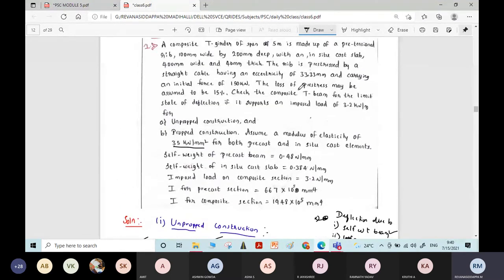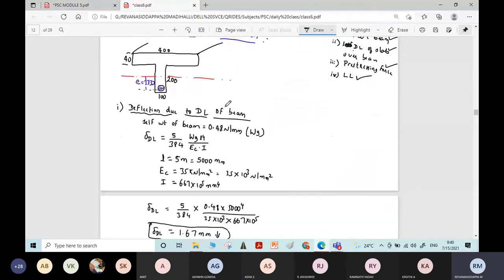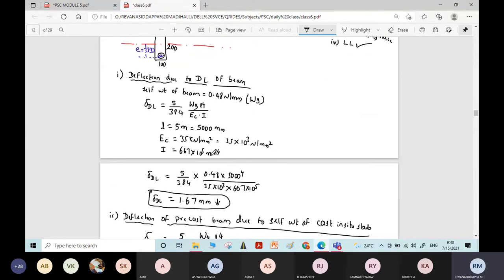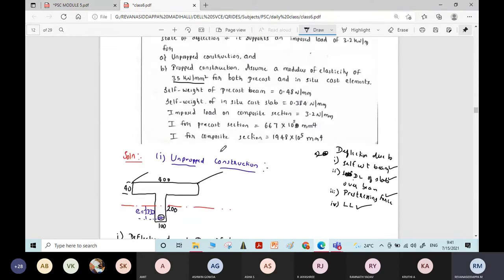We are solving this same problem, but the Young's modulus values are different. For unpropped construction, we calculated the deflection due to dead load of the beam, where the moment of inertia corresponding to the beam was taken. Here, how much is I for the precast section? 667 × 10⁵ mm⁴. But the moment of inertia of the composite section was given as 1948 × 10⁵ mm⁴. This is the case where both the Young's modulus values are the same.